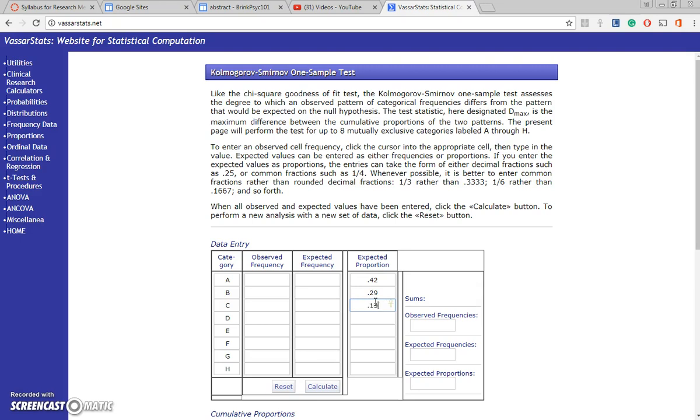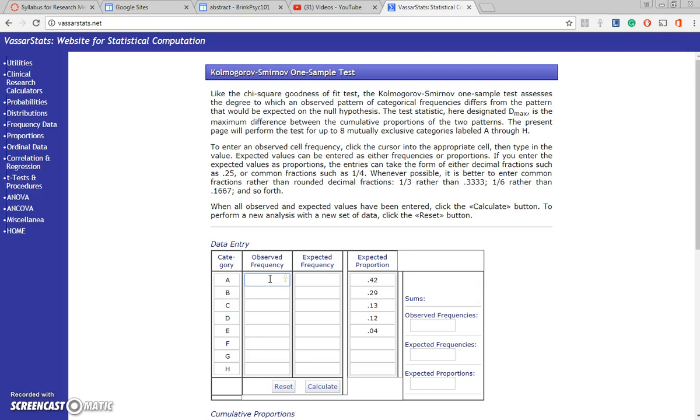African Americans 13%, Asians 12%, and all others and those not classified would be 4%. Notice how we enter 4% as 0.04. So those are our expected proportions. Now let's enter our observed frequencies of each category.